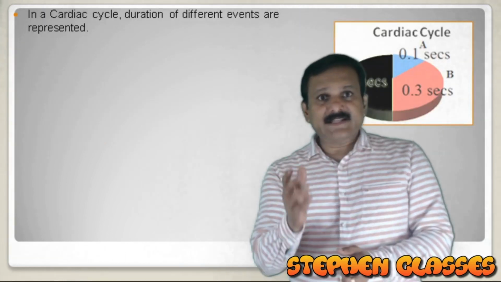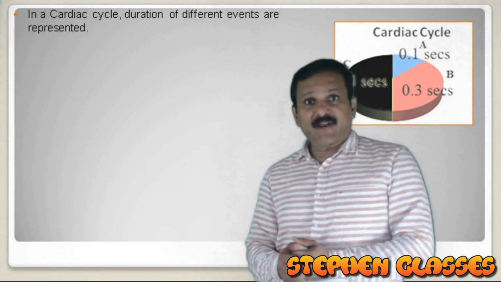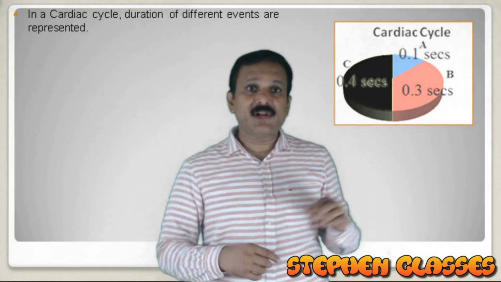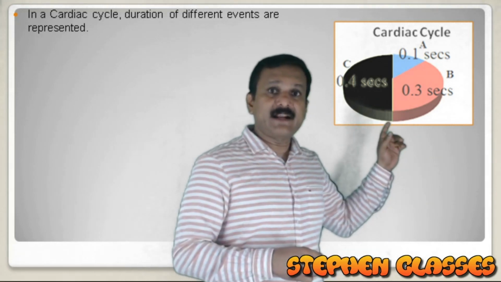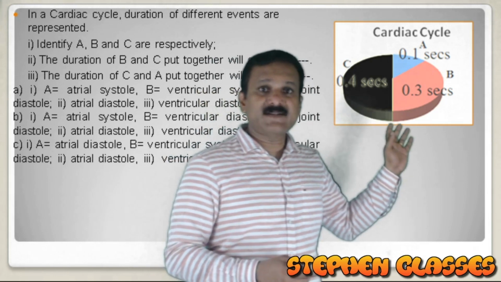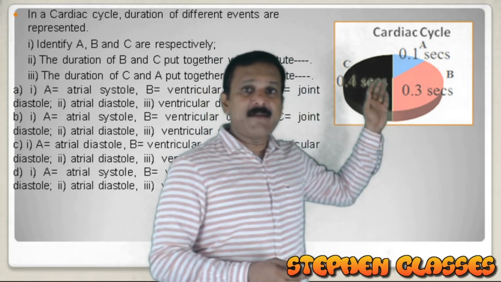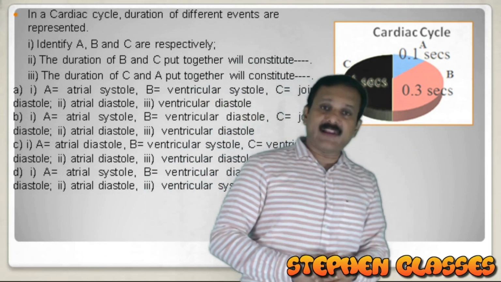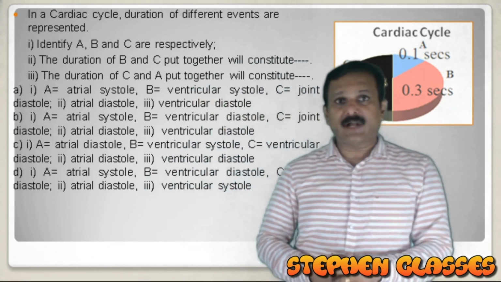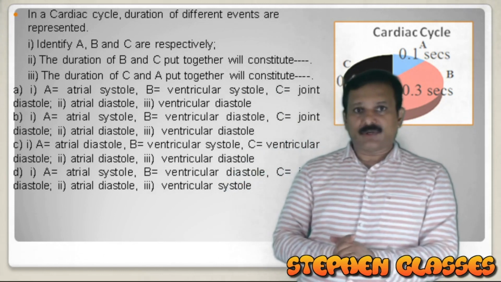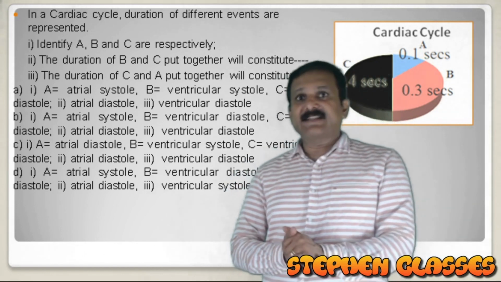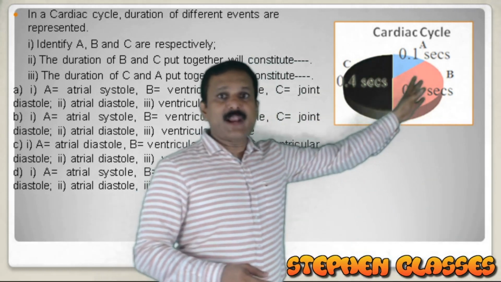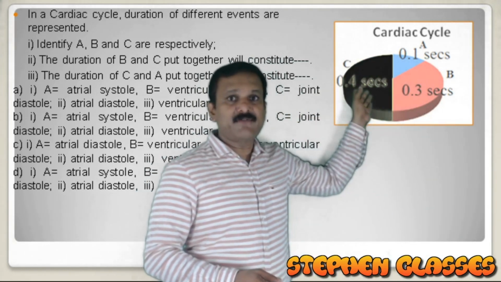Yes, in a cardiac cycle, the duration of different events are represented here. So here you have to answer some questions. Identify A, B and C. A will be the atrial systole, B will be the ventricular systole and C will be the joint diastole. And the duration of B and C put together: this is the duration of B and this is the duration of C.